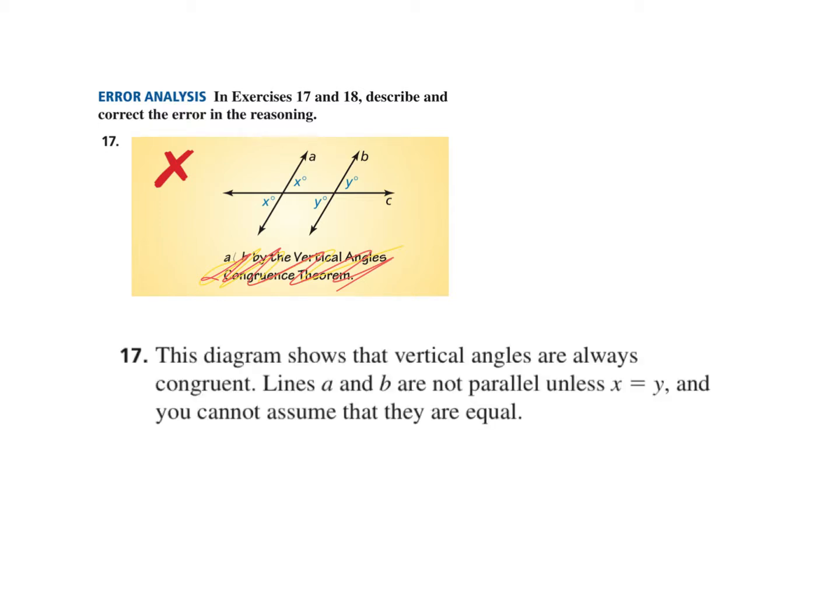All right, 17. Describe what they did wrong here. Let's see what they say: A is parallel to B by the vertical angles congruence theorem. Vertical angles are only at the same intersection, so right off the bat, this is incorrect. Vertical angles don't prove that two lines are parallel. The only thing you can say here is that they're not parallel. There's not enough information. So there's a good explanation: X and Y would have to be equal for those lines to be parallel.